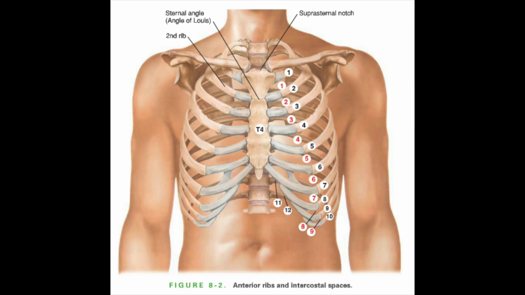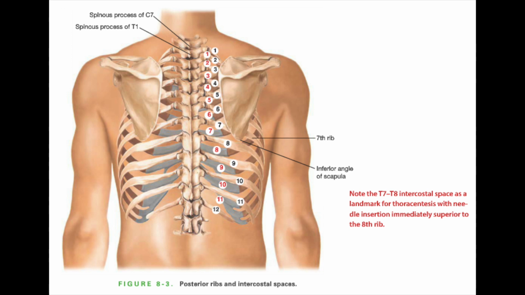Finally, neurovascular structures run along the inferior margin of each rib, so needles and tubes should be placed just at the superior rib margins. And then, of course, we have the posterior ribs and intercostal spaces, as illustrated by this figure. I want you to note the T7 and T8 intercostal space. This is a landmark for thoracentesis with needle insertion. This is done just immediately superior to the eighth rib.